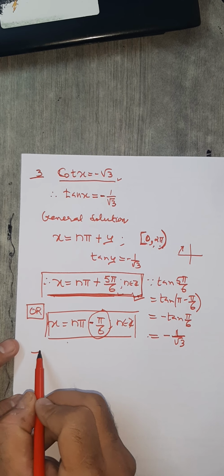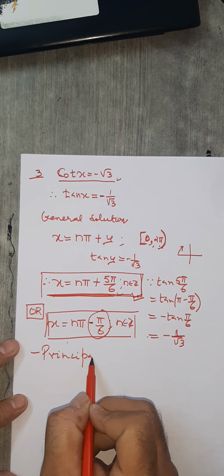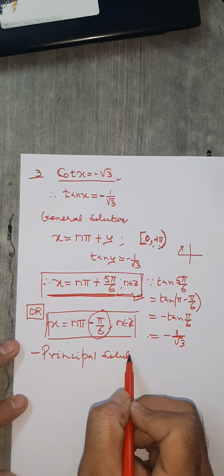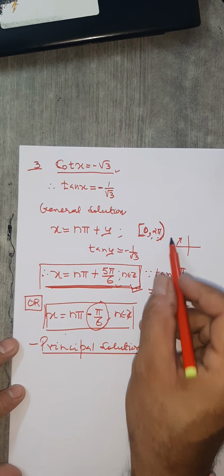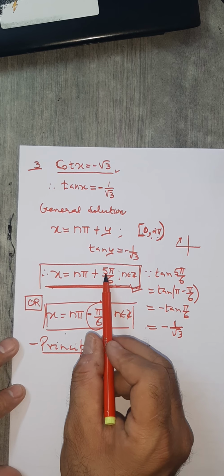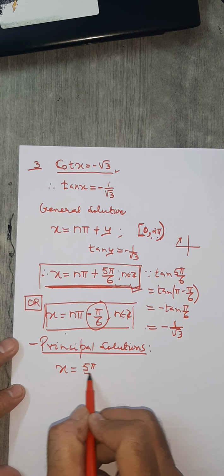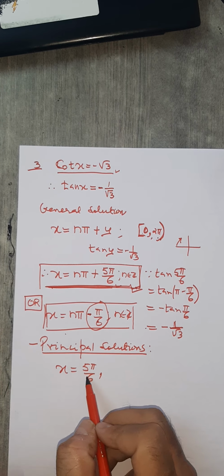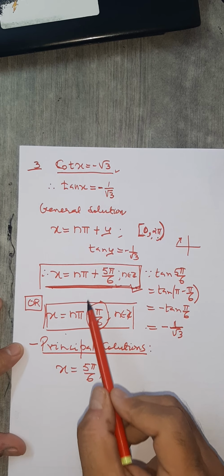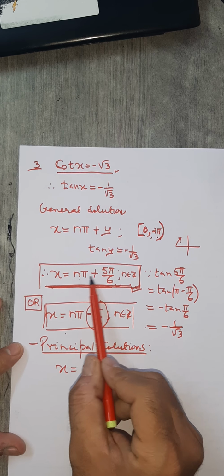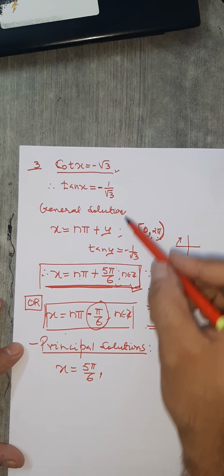Okay. Now principal solutions. Principal solutions are values from 0 to 2π. So one value is obviously 5π/6. Now how do we decide the other value? Either you can put different values of n here and find x which is from 0 to 2π, or directly from these also you can do.